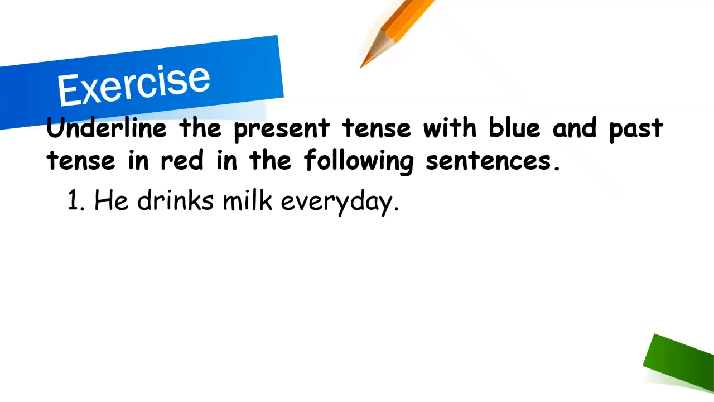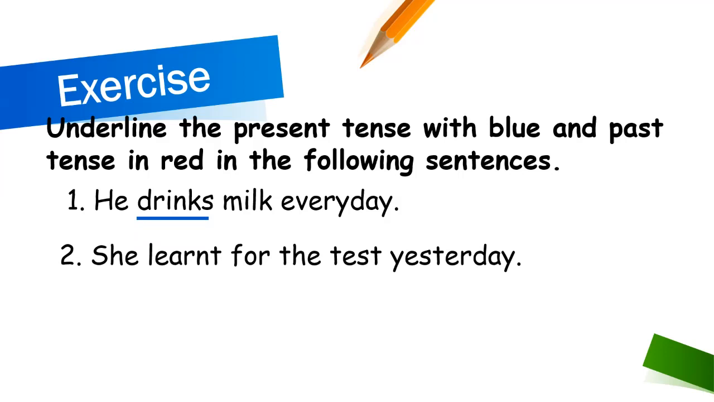What is the verb over here, children? Very good. Drinks. So which color we have to use for the present tense? Blue, right? And for past tense, red. So which color you're going to use for this? Excellent. It is blue color. So drinks is in the present tense. What will be the past tense of drink? Excellent. Drank.